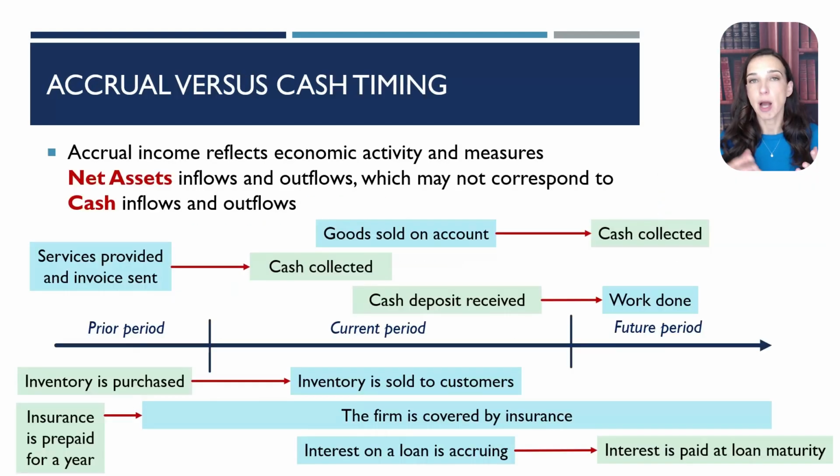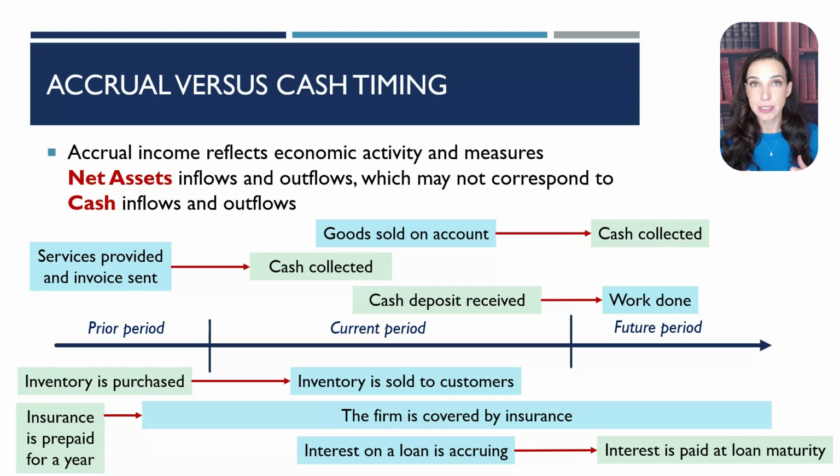Let's take a look at a couple of very typical transactions that companies might have and how they're going to be spread out across multiple fiscal periods. Again, accrual income will reflect economic activity and it won't measure cash exchange. It will measure net asset inflows and outflows. If you remember the discussion of net assets from video 3, net assets means assets minus liabilities.